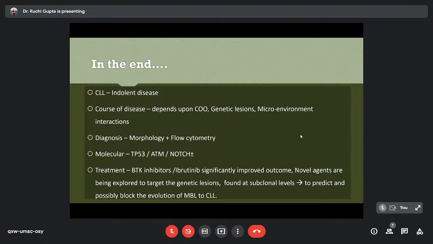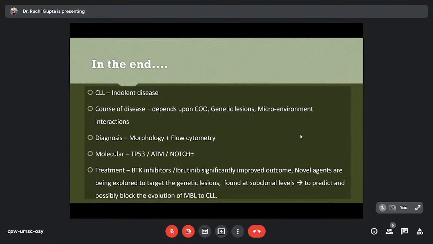But it has a long-going course, and there are factors which can help decide whether the disease is going to behave in an indolent manner or have an aggressive behavior. And this depends upon the cell of origin, the genetic lesions like Notch1, TP53, SF3B1, etc., and the microenvironmental interactions. The diagnosis is more or less straightforward in typical cases of CLL. From peripheral blood or by looking at morphology, any hematopathologist is usually able to say with diagnostic accuracy of, I would say, 80 to 90%, that this is CLL.